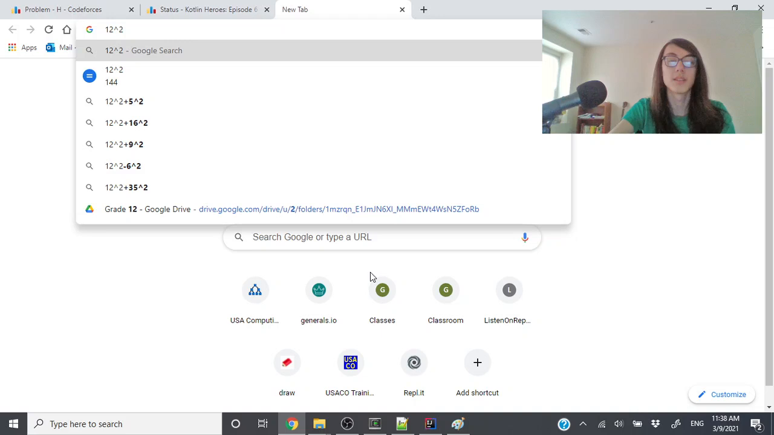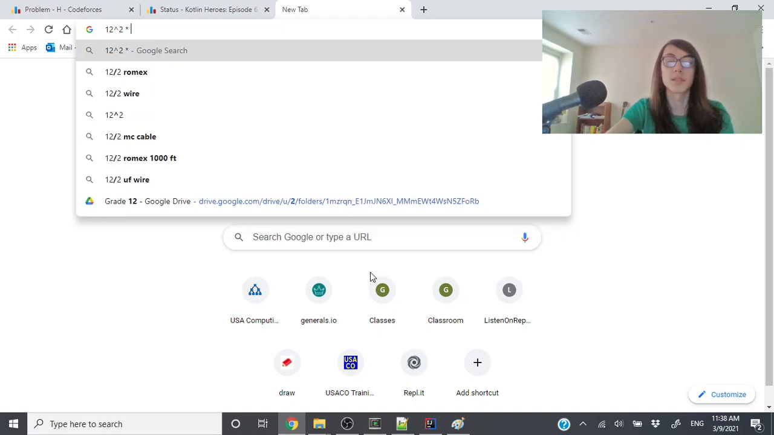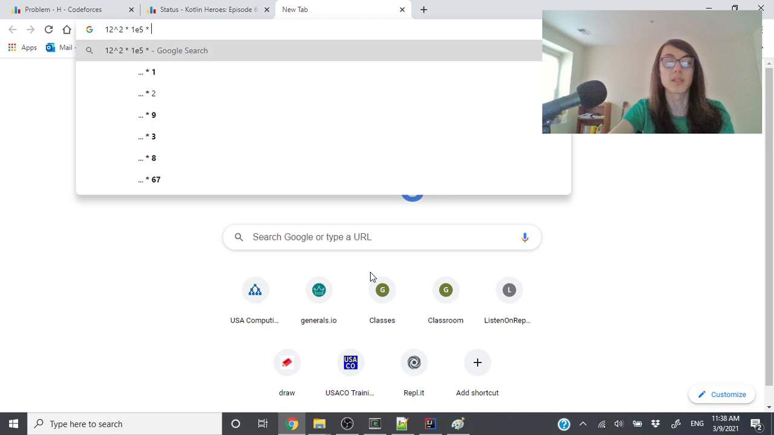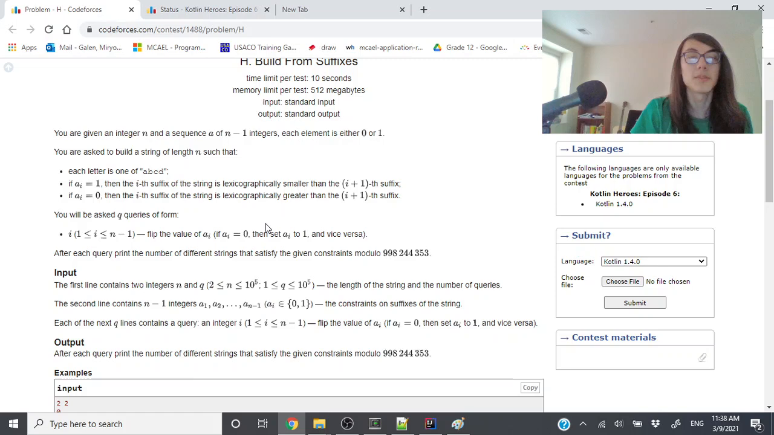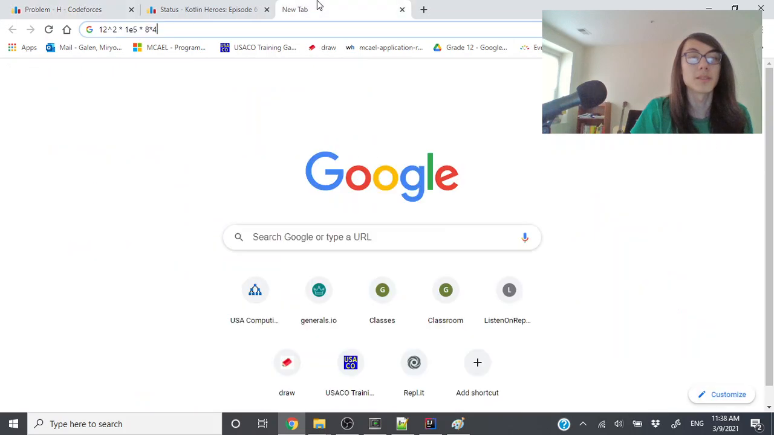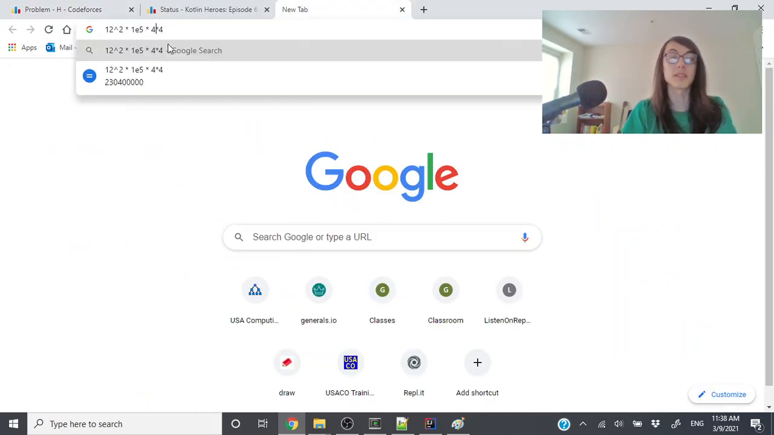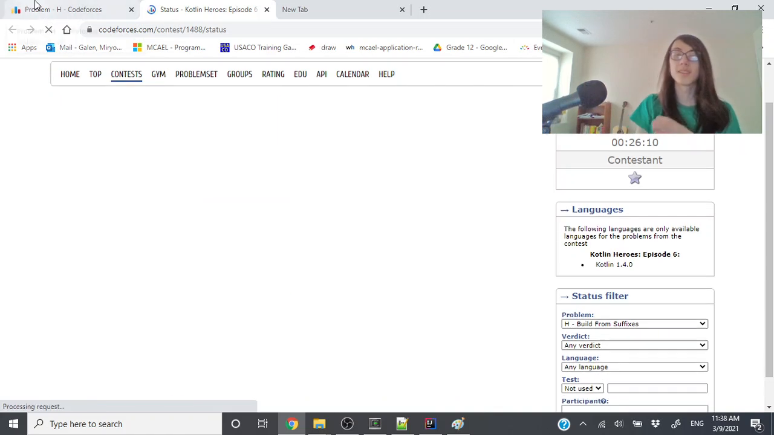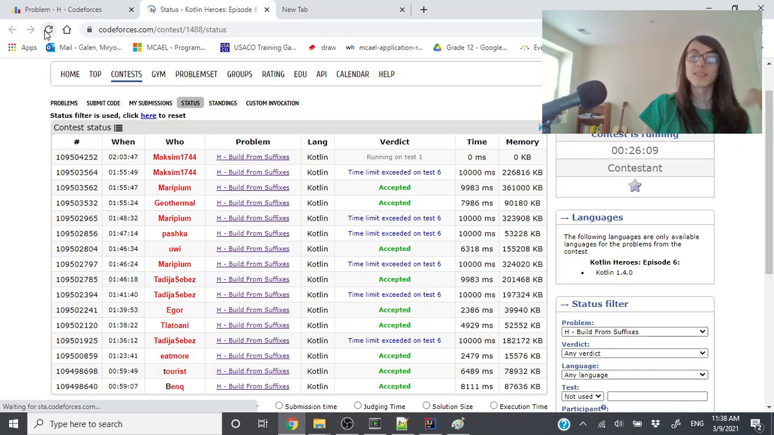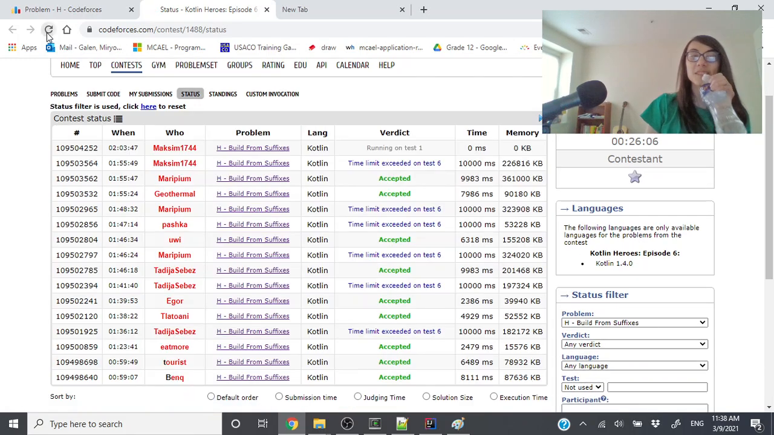So that gives us 12 squared times 1e5 times 8 times 4, which is still unbelievably close, but actually make it ints. So that will pass. It does exist. Is this gonna work? I'm kinda interested.